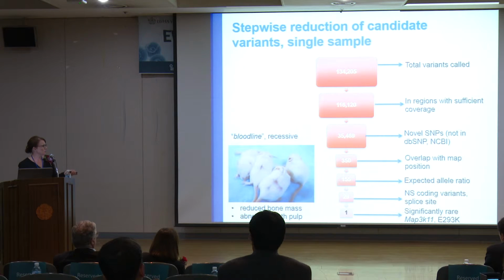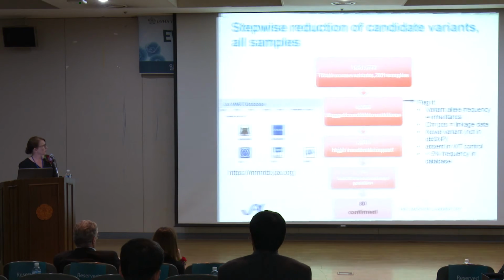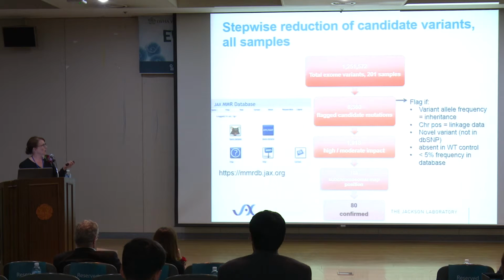And then from that subset, we look at those that are significantly rare, and that gets back to the slide that I showed you previously. We actually find that very few are present only in the single sample that we sequence, and so this allows us to get to that causative mutation fairly quickly. And in the case of this mutant, this MAP3K11 mutation actually was consistent with a previously published knockout phenotype of this particular mouse.